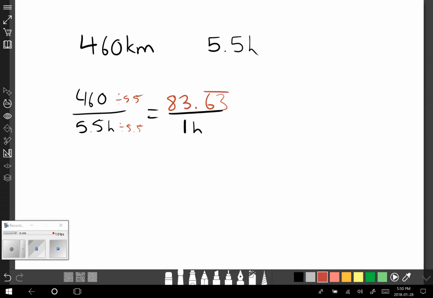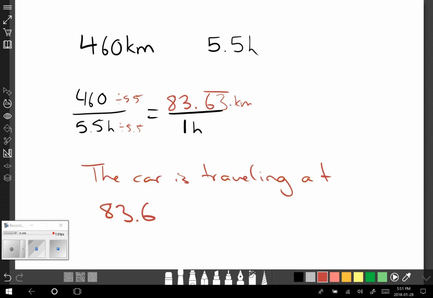83.63 repeating, and this is kilometers per hour. And in math, I'm super happy if you round to the nearest hundredth. That seems like an appropriate place to round to. So we could say that the car traveled at 83.6, and then we know that the next number here is a 6, so it'll round up to a 4. So 83.64 kilometers per hour. When you think about how slow it is on the hill, that's a pretty fast speed.